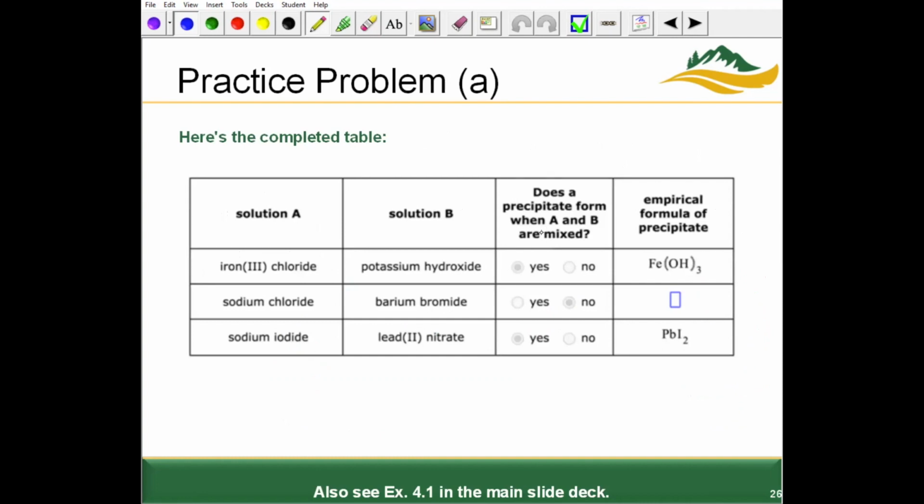So here we had, does it form a precipitate? Yes, yes, and then no. For our no answer, we couldn't write any empirical formula in. For our yes answers, we could. So iron 3 hydroxide and lead 2 iodide. Okay, so be able to write out the formulas and also be practicing naming still. Into chapter 4, be sure you're keeping up with naming and keeping that fresh.